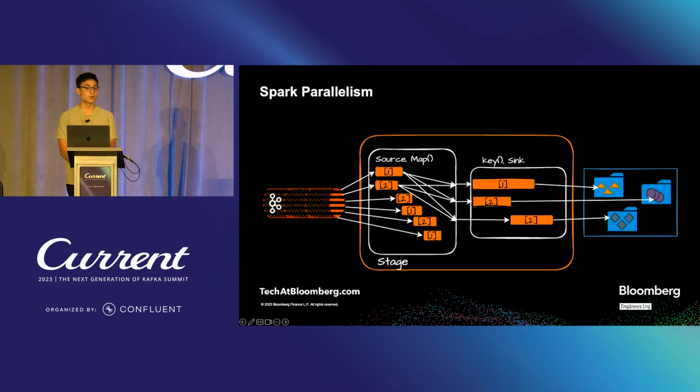Once we've completed the source and map stage, the key and sink stage will execute, and this will write our data to our Iceberg table. In this example, there are 3 buckets, so there are 3 tasks to write to our partitions.